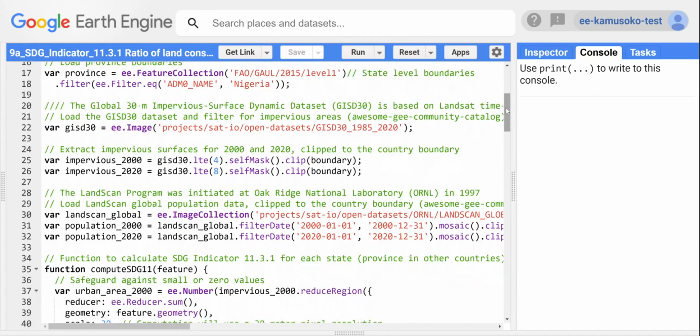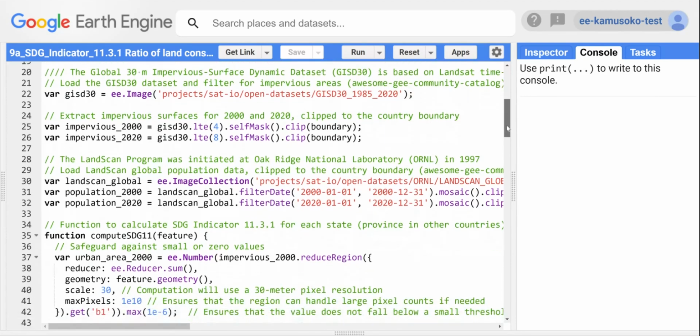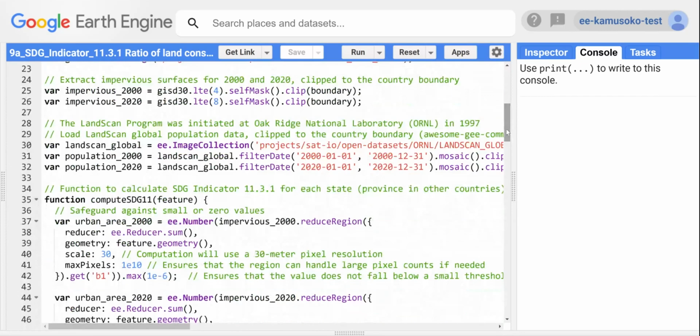Right, so we load the dataset, and then we are going to clip it to the country boundary, for both the year 2000 and the year 2020. Next, we are going to load the Landscan global population data. So this dataset is available for population for the year 2000 and population for the year 2020.